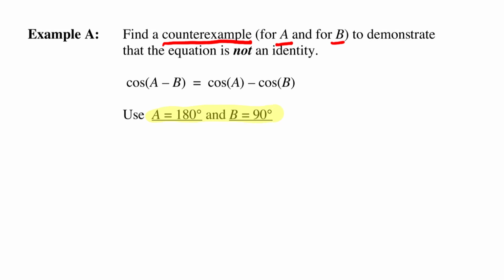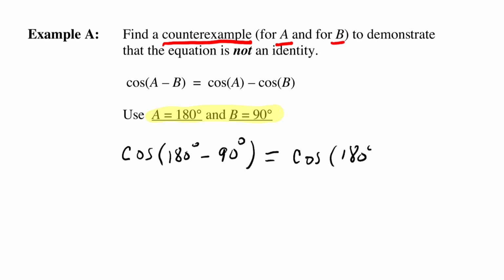We're going to use A equals 180 degrees and B equals 90 degrees. So the cosine of A minus B becomes the cosine of 180 degrees minus 90 degrees. And we want to know, is that equal to the cosine of 180 degrees minus the cosine of 90 degrees? That's a question, so we're going to put a question mark over the equal sign because we're not sure if it's equal or not.